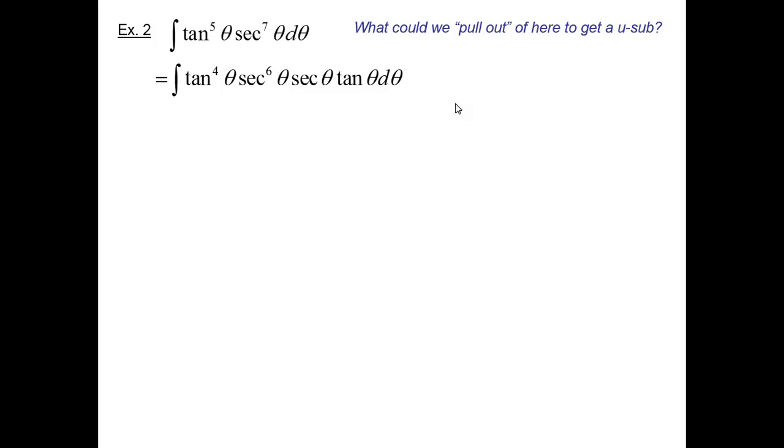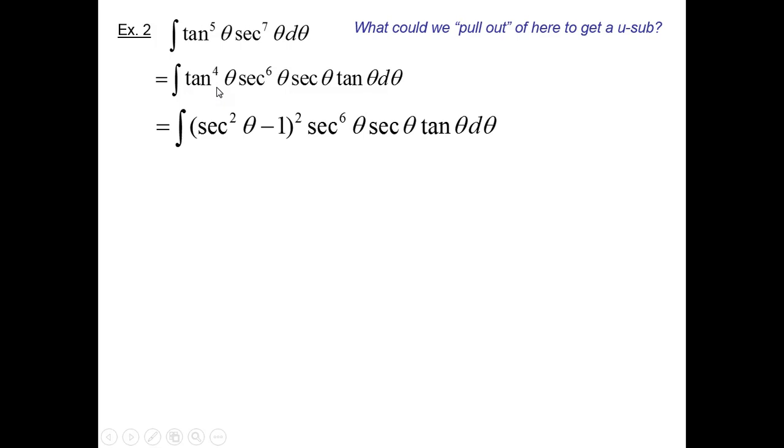Now think about if I could get both of these to be in terms of secant, that would work out nicely for a u substitution because the derivative of secant is secant tangent. So I'm going to use the identity we talked about earlier, and I'm going to replace tan squared with secant squared minus 1. Make sure you see this step. Tangent to the 4th is really tan squared squared. So I replace that tan squared with secant squared minus 1 from the identity. And then that whole thing is squared.